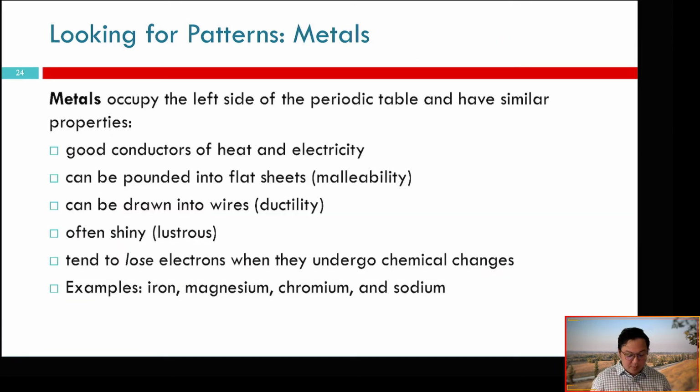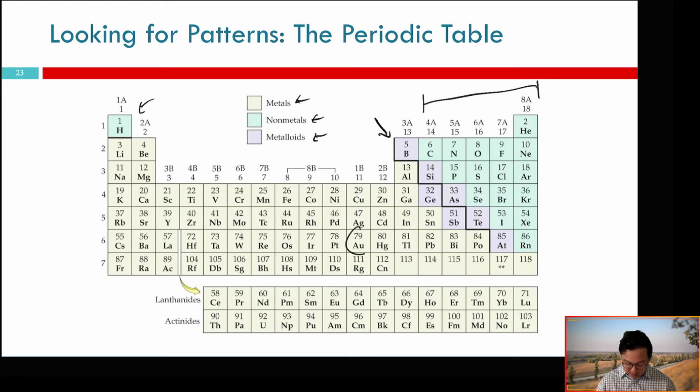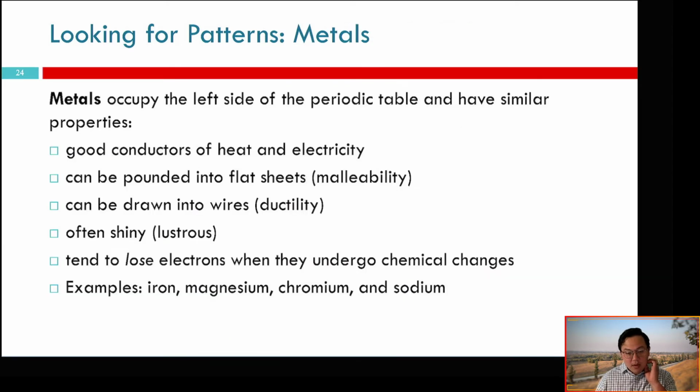Metals occupy the left side of the periodic table, really the left 2/3, if not 3/4. And they all have similar properties. They're good conductors of heat and electricity. They can be pounded into flat sheets, which is called malleability. And they can be drawn into wires, which is called ductility. In fact, the malleability of gold, which is a metal, right? It's right here at 79. That is why Rutherford used it in his experiment, because he could pound it into a very, very flat sheet.